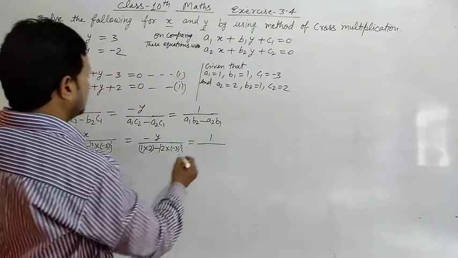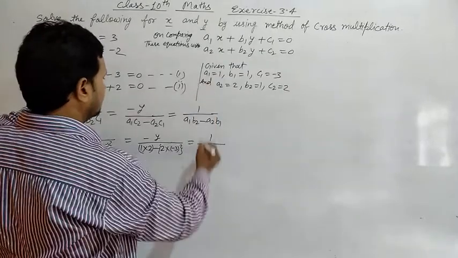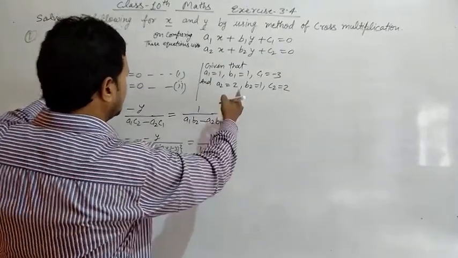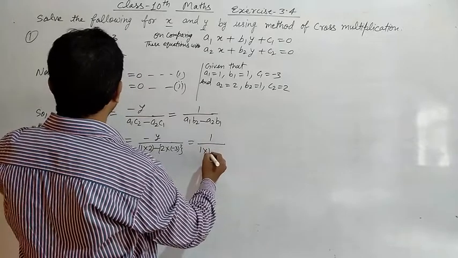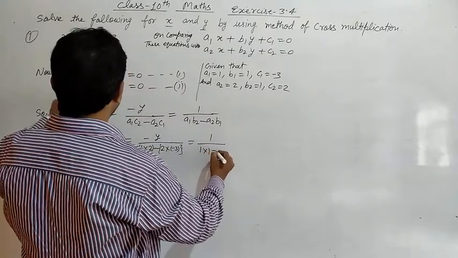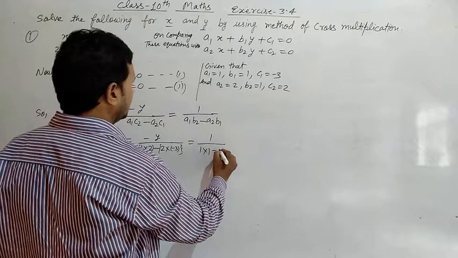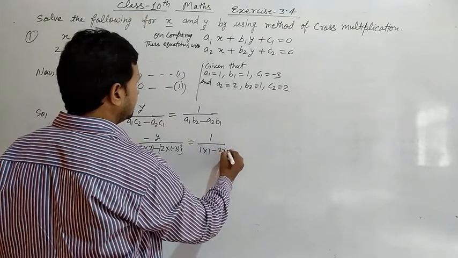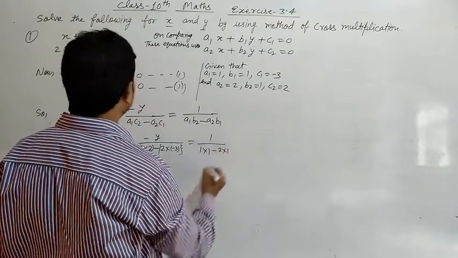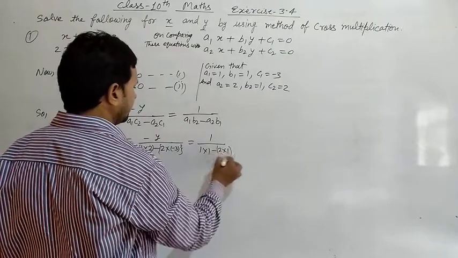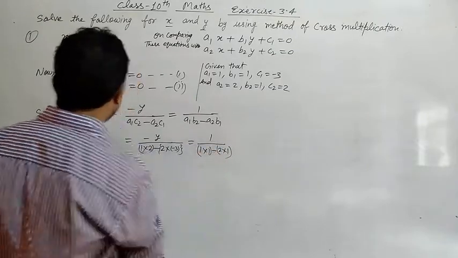A1 is here 1, you can see here also. A1 b2 is 1, a1 b2 minus a2 b1. A2 is here 2 and b1 is here 1. It's right. Now we can solve it here.